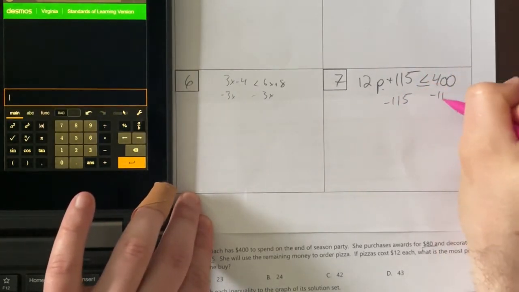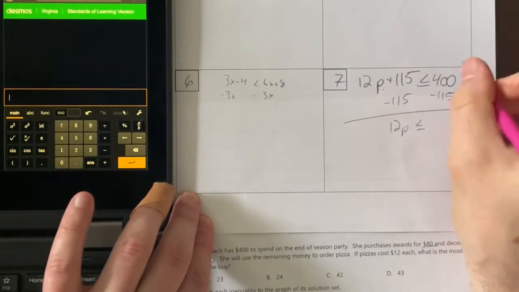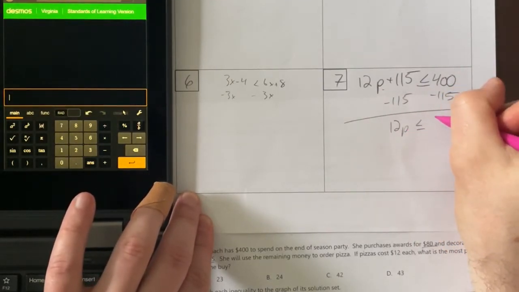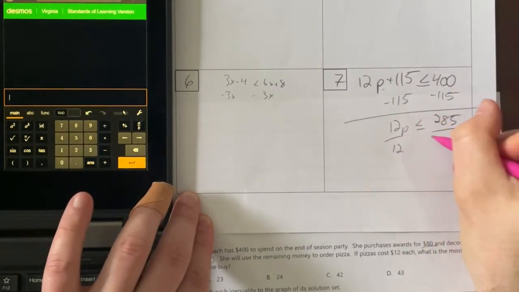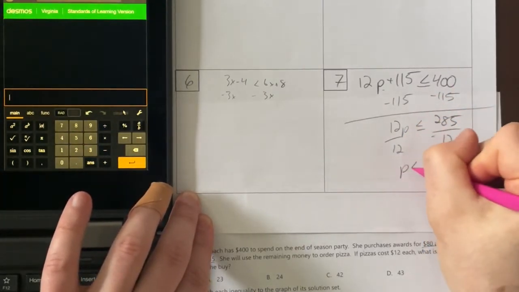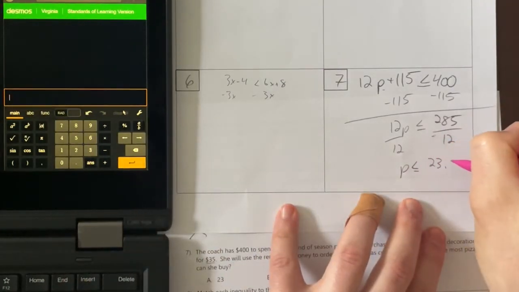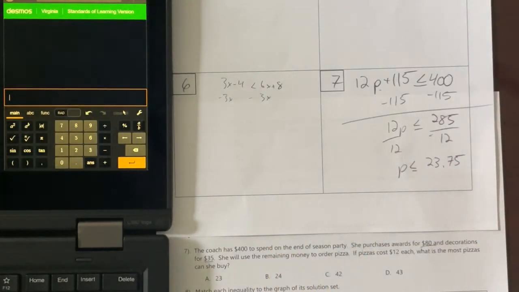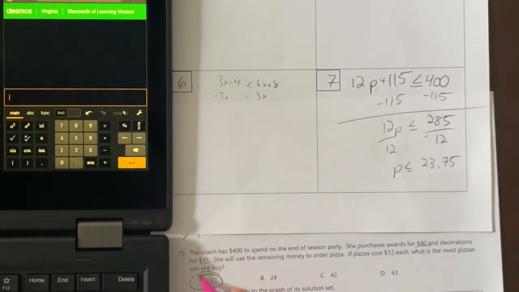Subtract 115 from both sides, and so I have 12p is less than or equal to 285. Divide both sides by 12, and we have that this is going to be less than or equal to 23.75. Actually, I don't think it's in dollars. It's saying pizza. What is the most amount of pizza I could buy? Well, since I can't buy a full 24 pizzas, I would have to stay with 23.